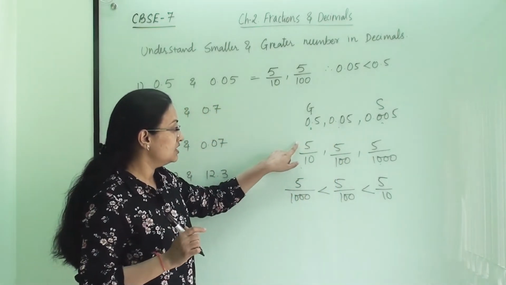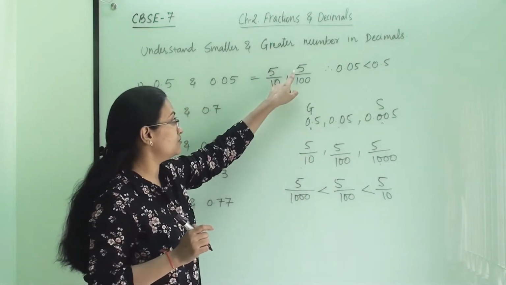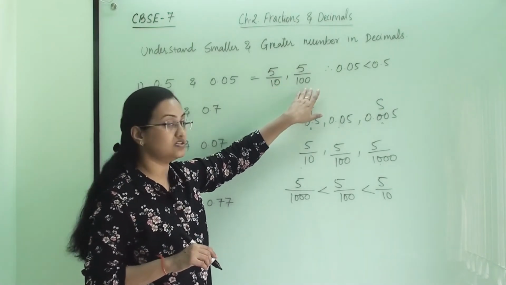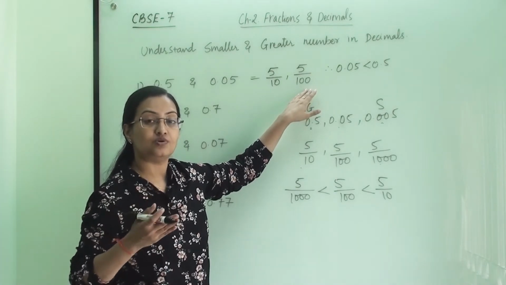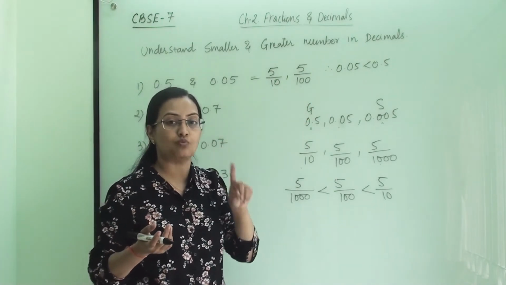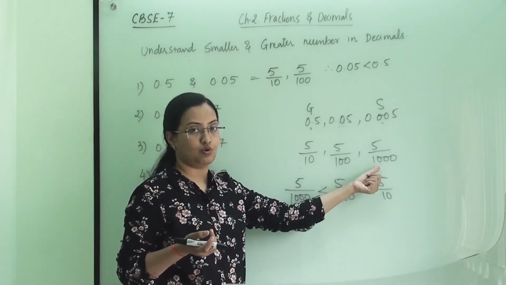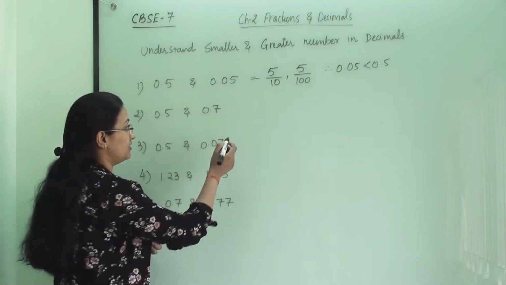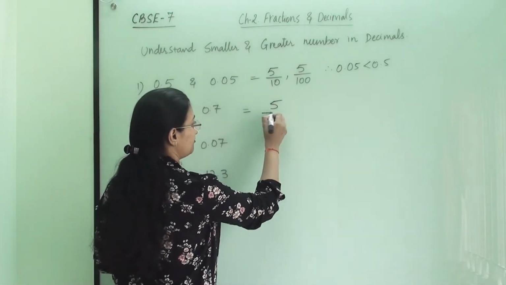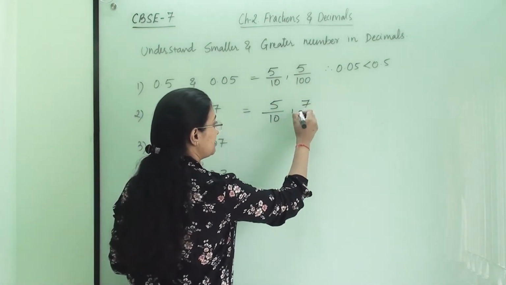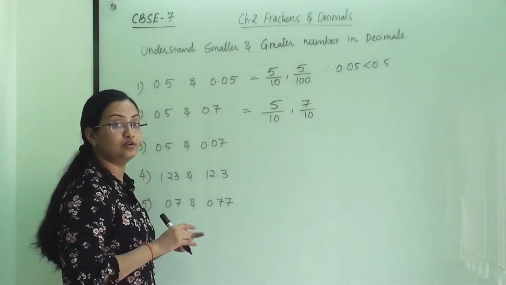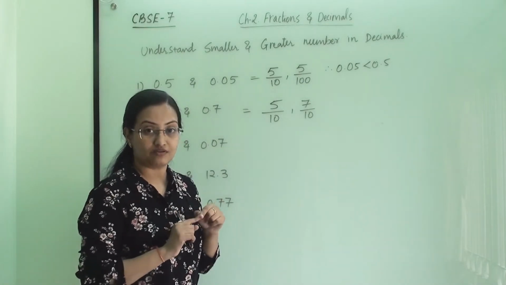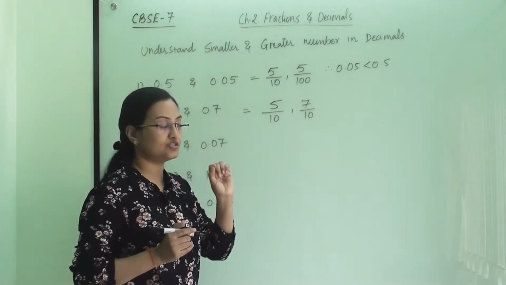So when the numbers are the same, we have to look at the denominator. The greater the denominator, the smaller the number. Now the second example, 0.5 and 0.7. Let us first convert them into fractions: 5 divided by 10 and 7 divided by 10. Whenever we have to identify the smaller and greater number, first we will check the denominator.